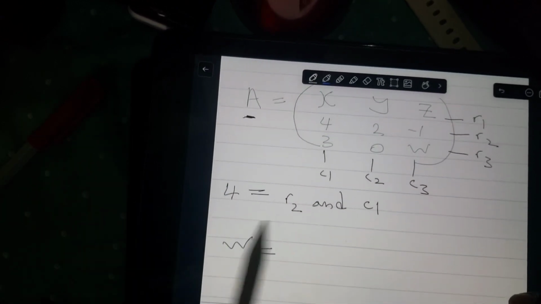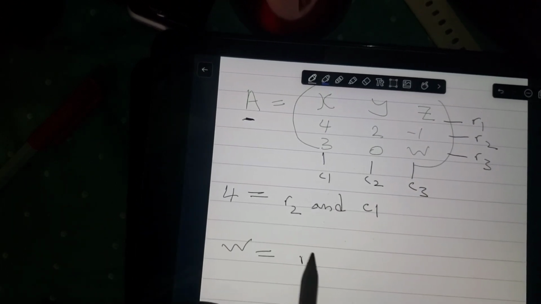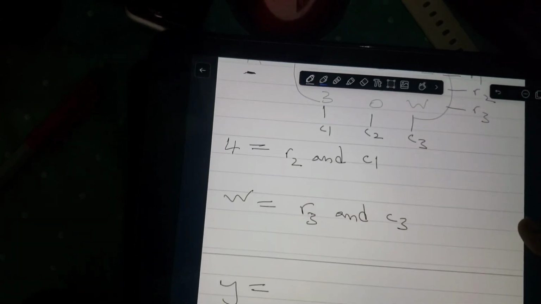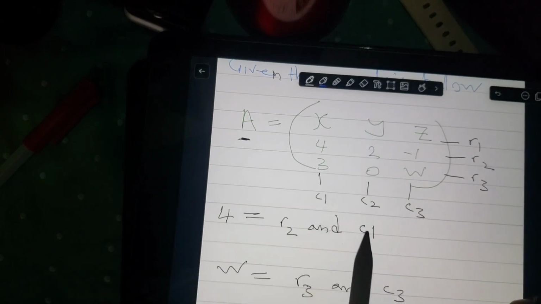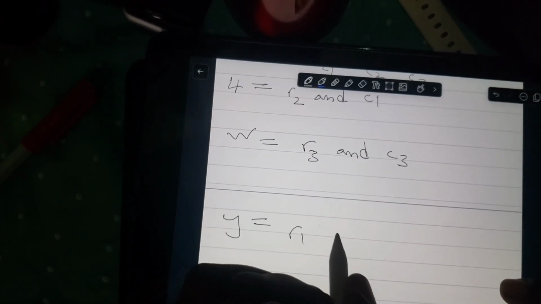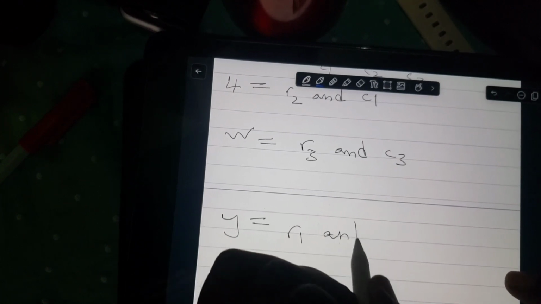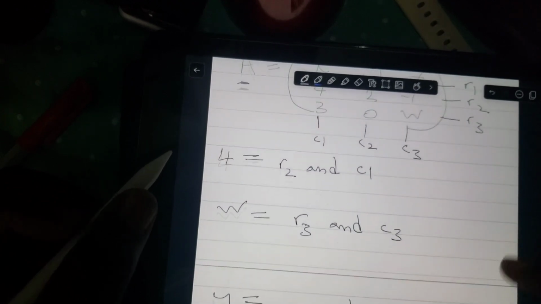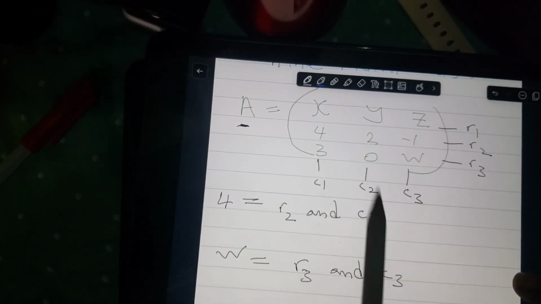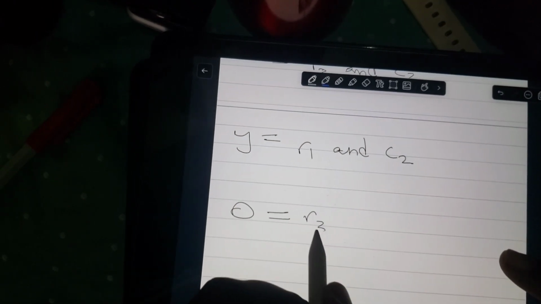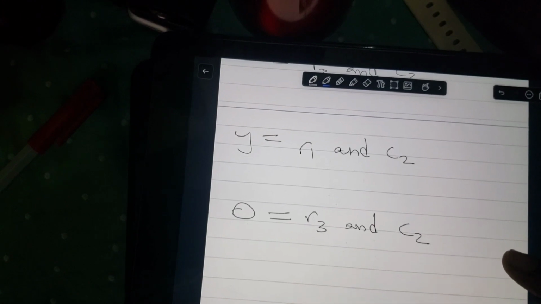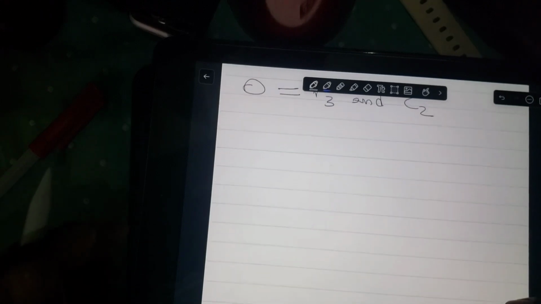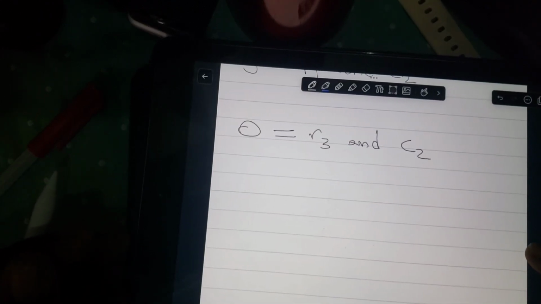Consider W. W is in row number 3 and column number 3. Let's define Y: Y is in row number 1, column number 2. That's how you determine the position of an element. If you look at 0, it is in row number 3, column number 2. That's how you define the position of each element. So you need these two things to determine the position of an element.